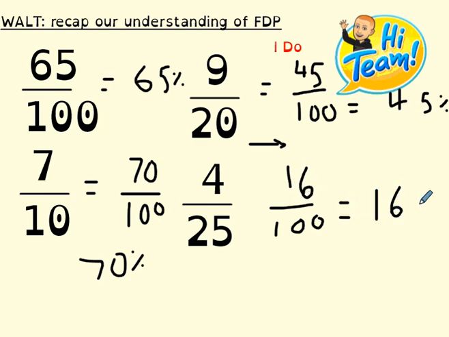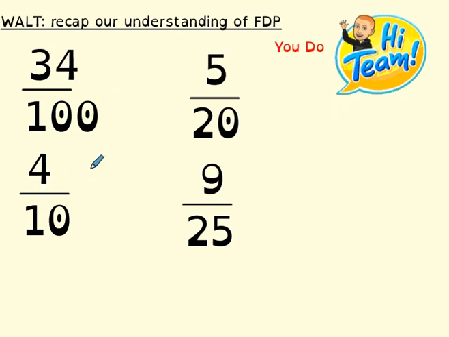Pause the video and give yourself 20 seconds to have a go at converting these, please. 34 hundredths, nice and easy, 34%. It's over 100. Second one, 4 tenths is the same as 40 hundredths. So it's 40%.